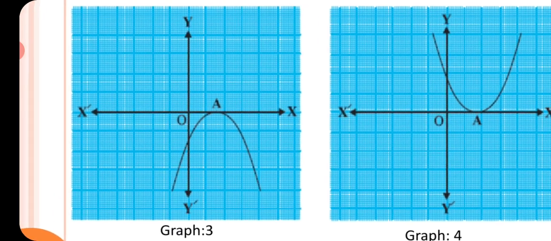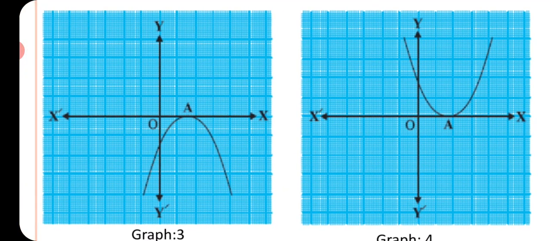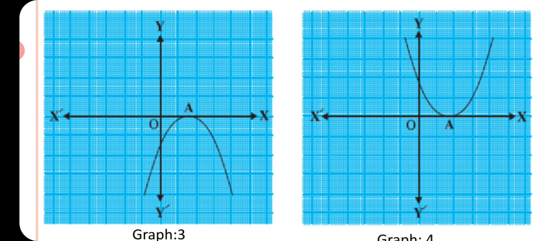Now you can see these two graphs, graph 3 and graph 4. What is the interpretation? Can you guess it? Of course, both are curves, both are parabolic. Okay. But here you can observe one thing. In graph 3, the parabola intersects the x-axis at only one point, that is A, and it is open downward. While in graph 4, the parabola intersects the x-axis in only one point and is open upward. So what is your interpretation?